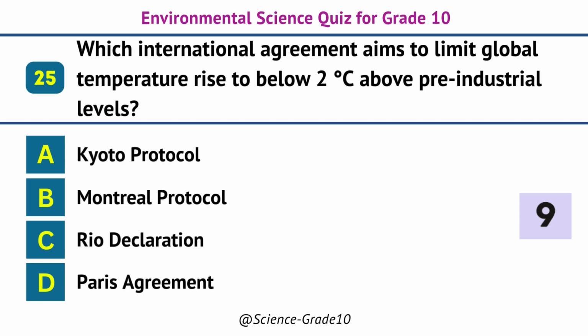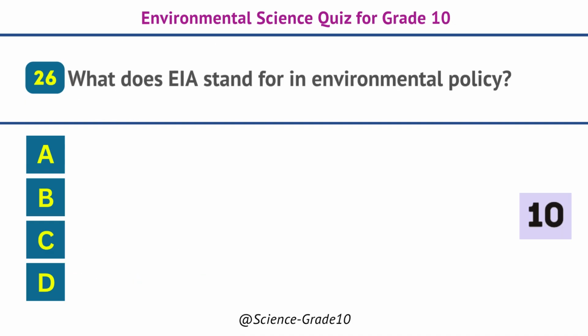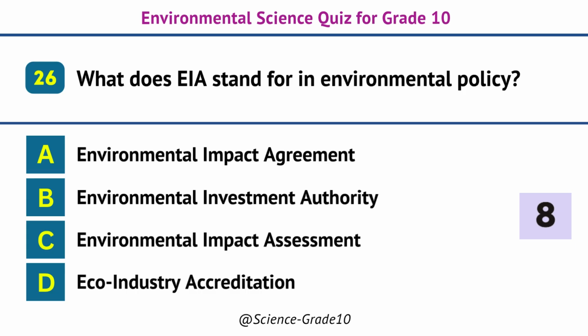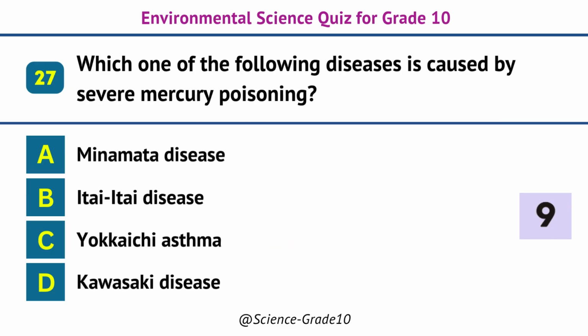Which international agreement aims to limit global temperature rise to below 2 degrees Celsius above pre-industrial levels? Paris Agreement. What does EIA stand for in environmental policy? Environmental Impact Assessment. Which one of the following diseases is caused by severe mercury poisoning? Minamata disease.